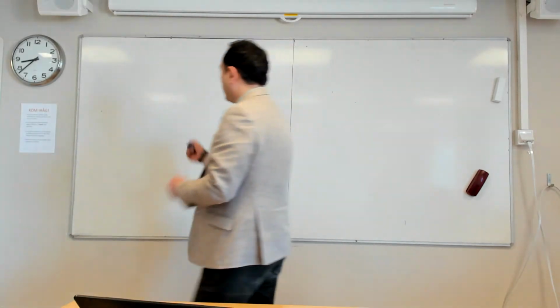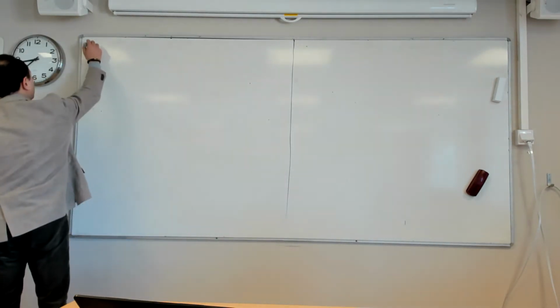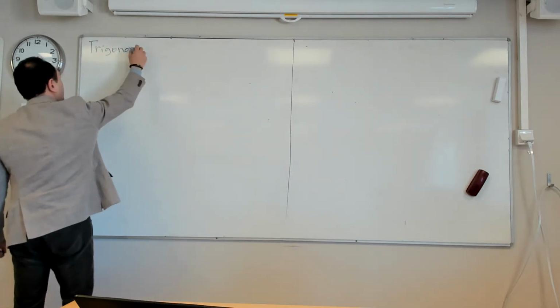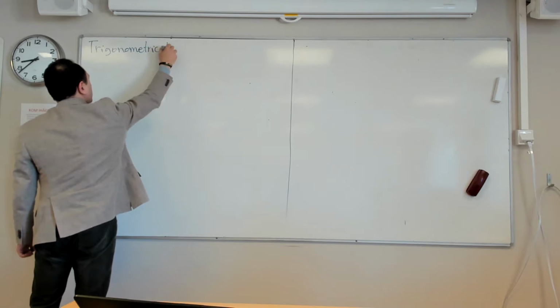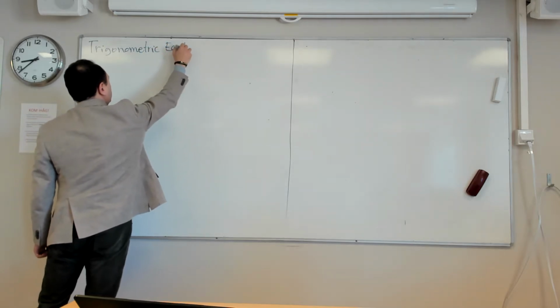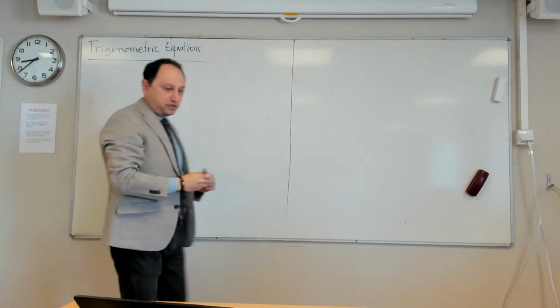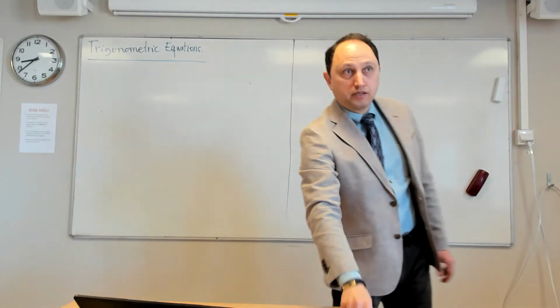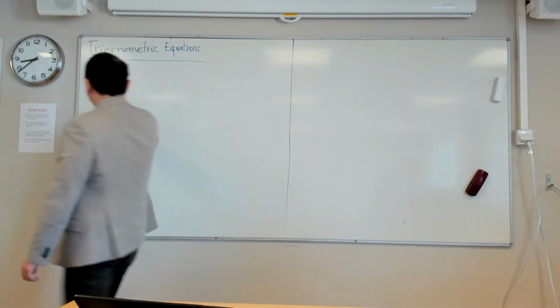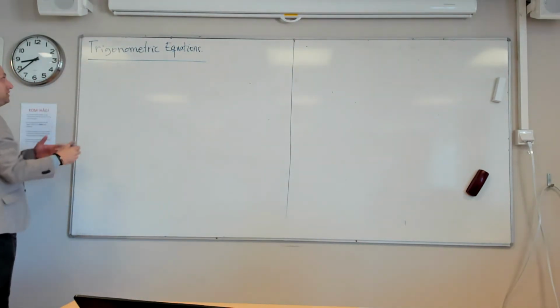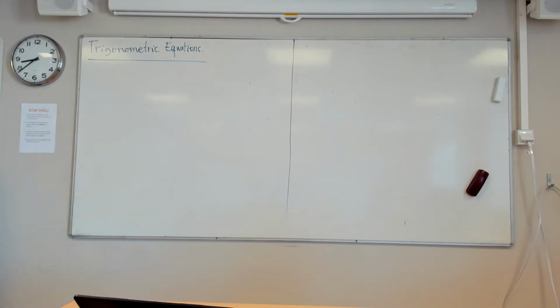Okay, so let me write the title here for you. Trigonometric equations. Yes, so what do we mean by trigonometric equation? Of course, equation means having an equality and unknown in the equation. But when you read this adjective trigonometric, it means that somehow it is related to sine, cosine, and tangent.